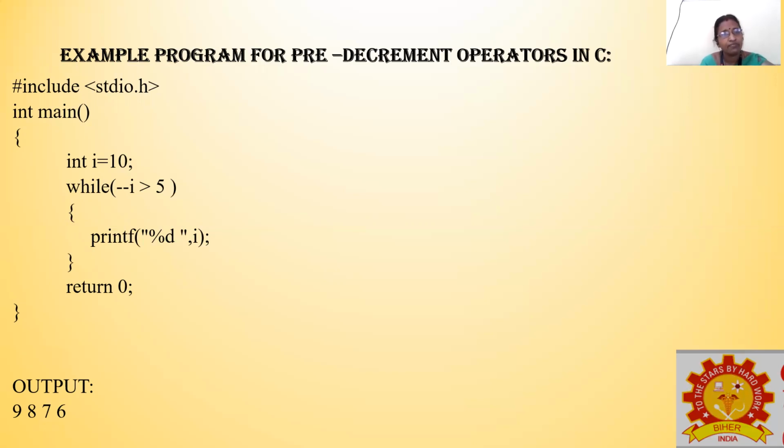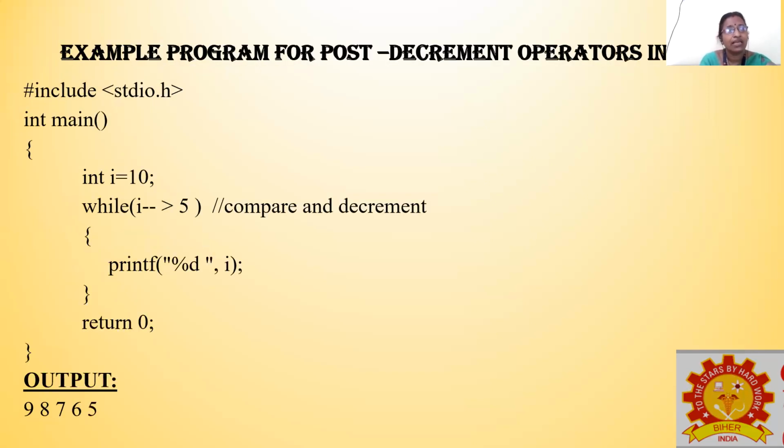So here what we have done, as the name implies, pre-decrement means minus minus I: first decrement and then do the relational operation. Here the relational operation is a comparison. So first you are decrementing the value and then doing the relational operation, that is the greater than, checking whether the given I value is greater than 5.